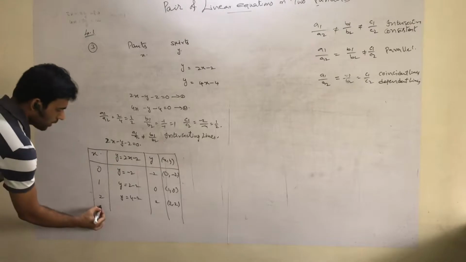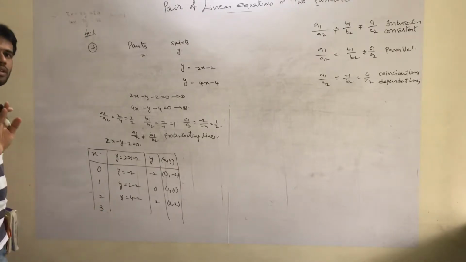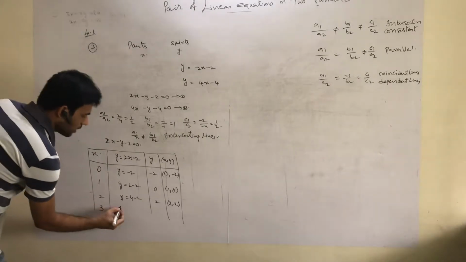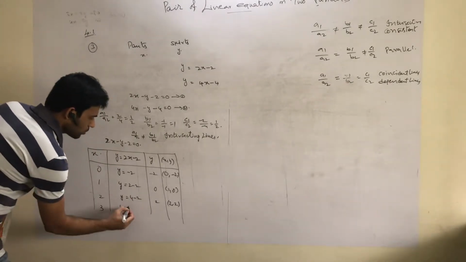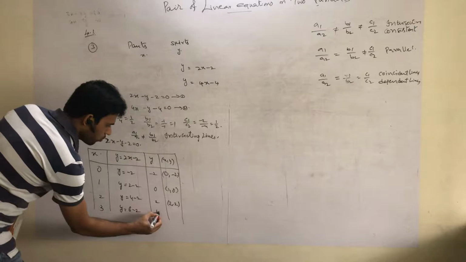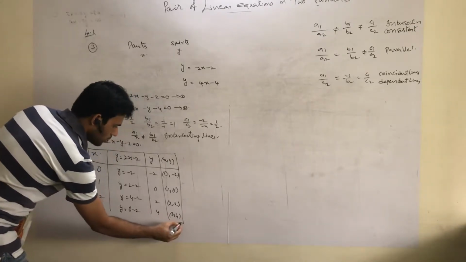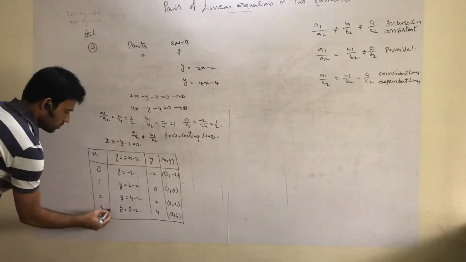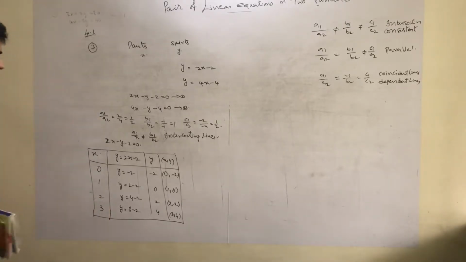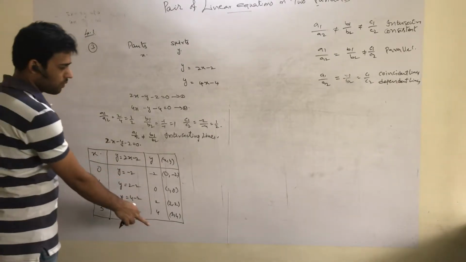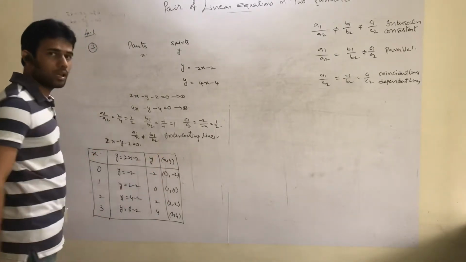Okay, and similarly find another point. Let's limit to 4 points for coordinates. So for x value of 3, y becomes 2 into 3 is 6, 6 minus 2 is 4. So this becomes 3 comma 4. Okay, so let's limit now. So you have got 4 points for the x values of 0, 1, 2, 3. You have the y values. So now you have the coordinates for line 1.